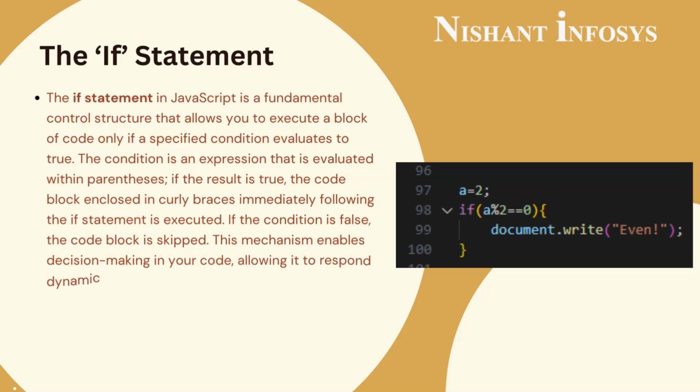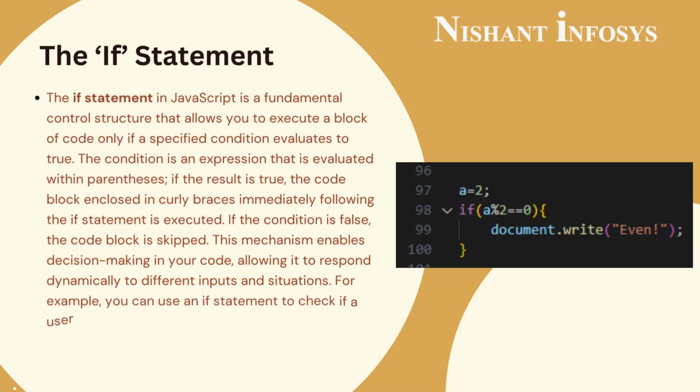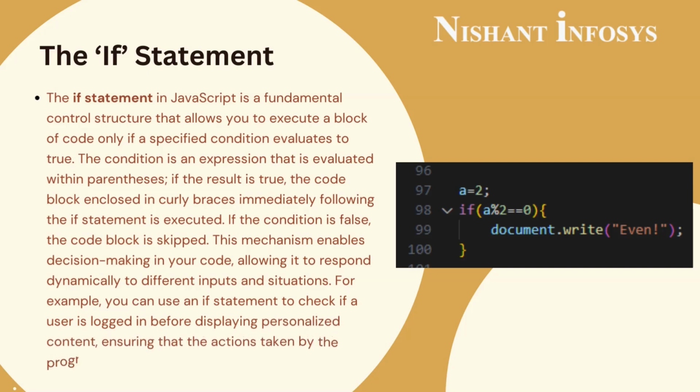This mechanism enables decision-making in your code, allowing it to respond dynamically to different inputs and situations. For example, you can use an if statement to check if a user is logged in before displaying personalized content, ensuring that the actions taken by the program are appropriate to the current context. The code snippet shows an example of if statement and how it is defined.